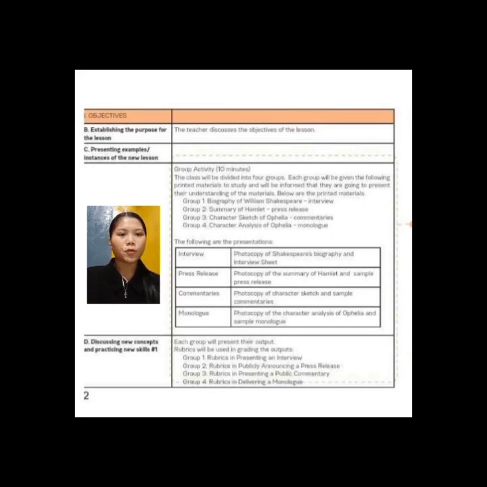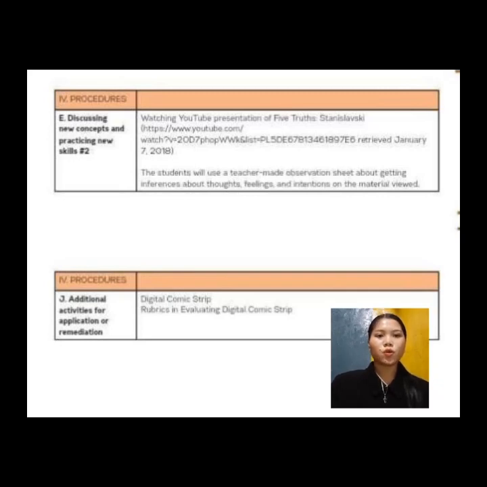In that group activity, Teacher Faye takes time to develop her activity materials, particularly the interview sheet. She also includes rubrics in her lesson to ensure that all the deliverables of the learners shall be graded accordingly. So indeed, discussing new concepts and practicing new skills, number 1. Each group will present their output. The rubrics will be used in grading the output. So in the procedure, discussing new concepts and practicing new skills, number 2.